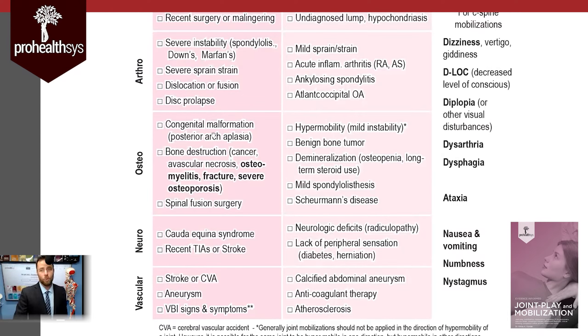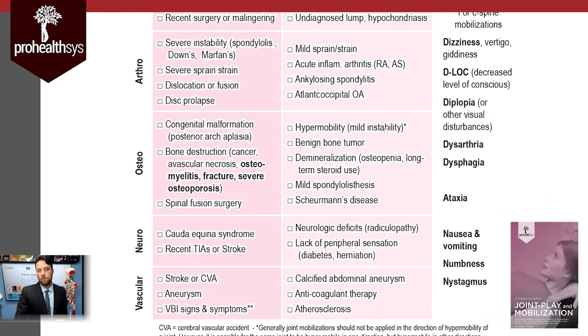Okay, then under the osteo, we've got malformations. You can be born without bones. You could be born without a dens. You don't really know this unless you have severe instability or it shows up incidentally on imaging. Bone destruction like osteomyelitis, fractures, or severe osteoporosis are absolute contraindications. Spinal fusion, you are not going to hammer away on somebody who's had spinal fusion thinking you're going to improve their range of motion. You are going to cause failure of their hardware and you will be liable for that failure because you're pushing on them too hard.